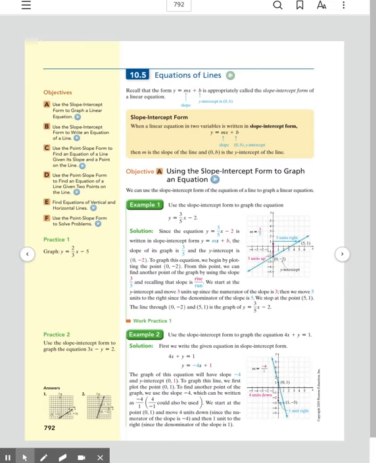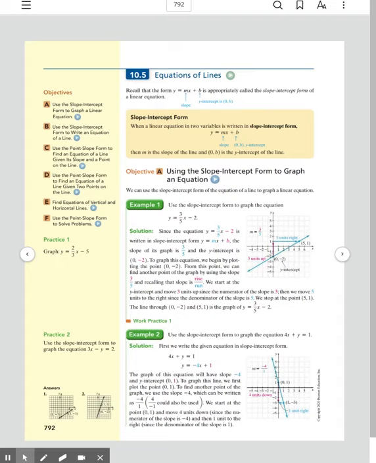All right, this is section 10.5, equations of lines. So we learned about slope in 10.4. We learned how to graph equations in 10.3 and 10.2. We learned how to plot points in 10.1. So essentially, we're going to take everything that we learned and learn how to graph equations with different methods, as well as creating equations based off of the algebra given to us.